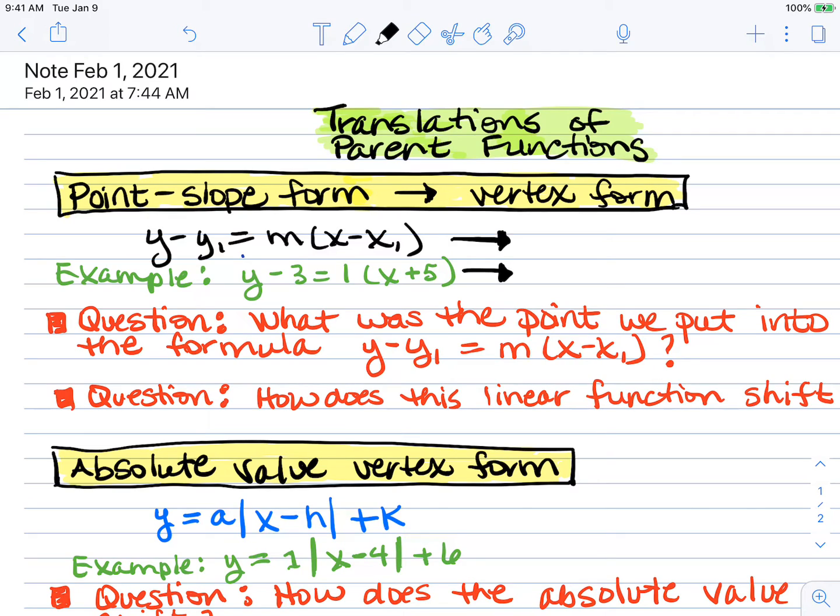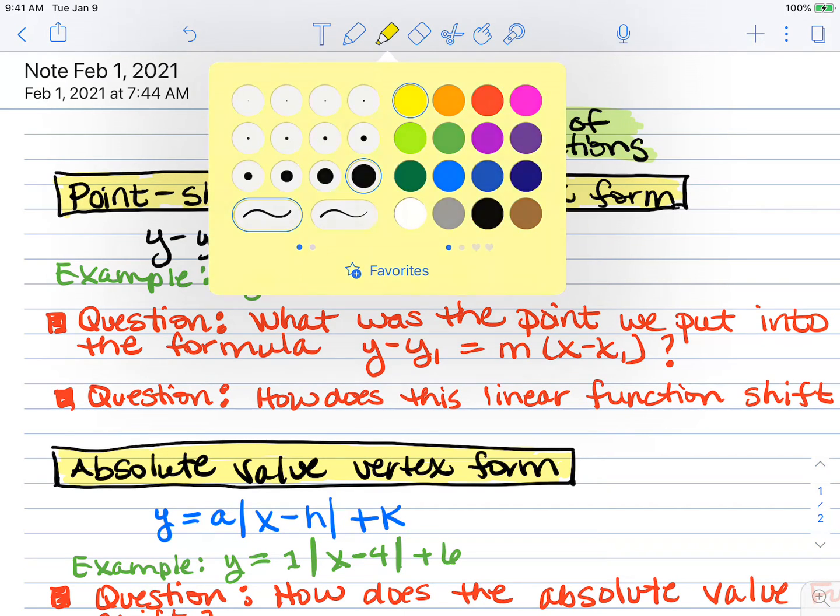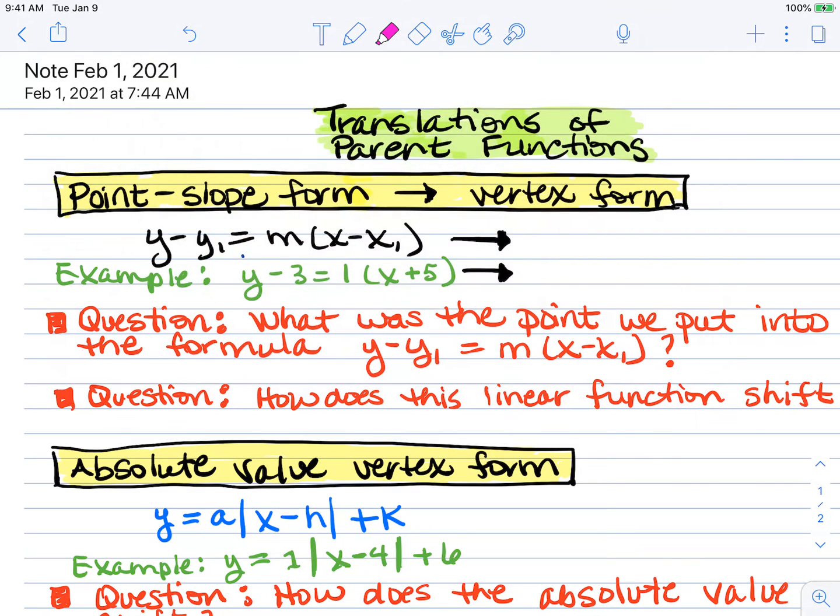So we're going to talk about translations of parent functions today. I'm going to start with point slope. So right here, I'm going to do that in hot pink. This right here is my point slope equation, and I'm going to switch that into vertex form.